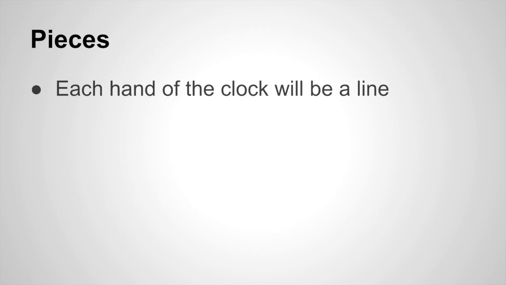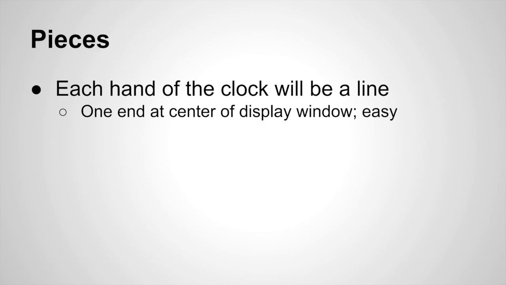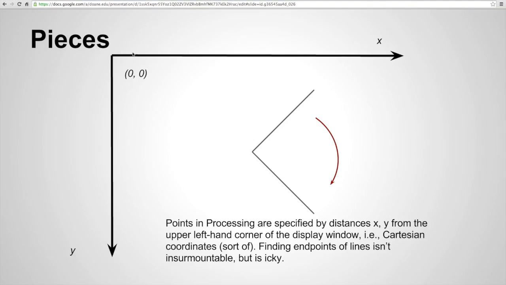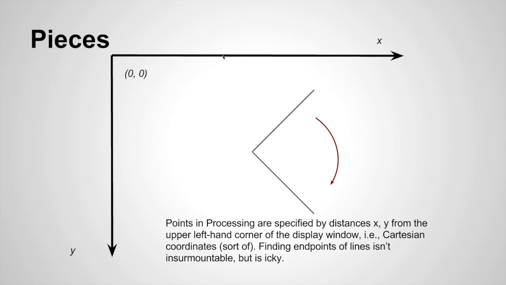In terms of the graphics, really it's not so bad either, because each hand of the clock will be a line. Obviously the clock face is a circle, and we have some text pieces around for the numbers on the face of the clock. No big deal. Except when you come to draw the line. One end of the line for each hand will be at the center of the display window, and that's easy to determine. The other end, on the other hand, is not so easy because it's moving and it's following a circular path. If you recall, Processing has a sort of modified Cartesian coordinate system where our 0, 0 is in the upper left-hand corner, the x-axis extends positively to the right, and the y-axis goes positively down, which is a little bit odd.